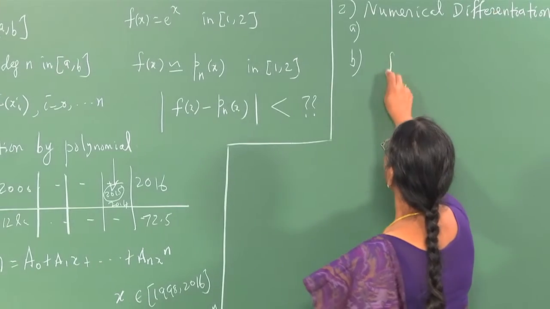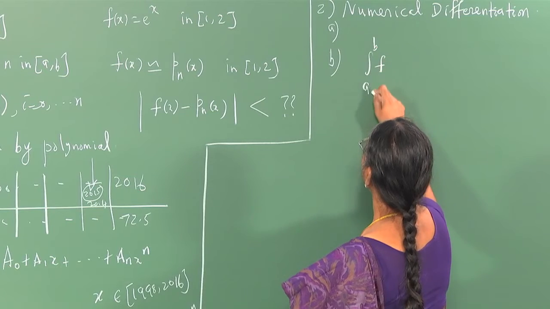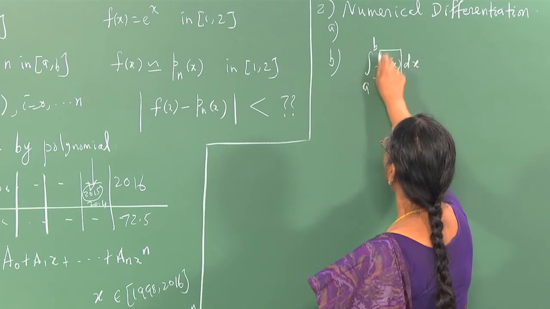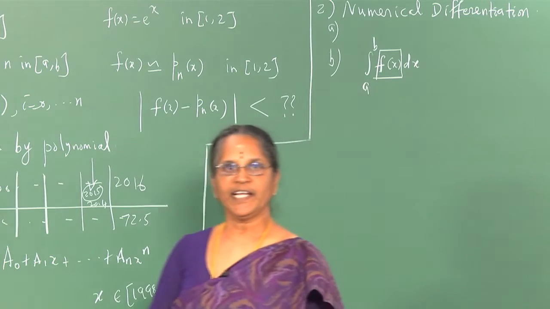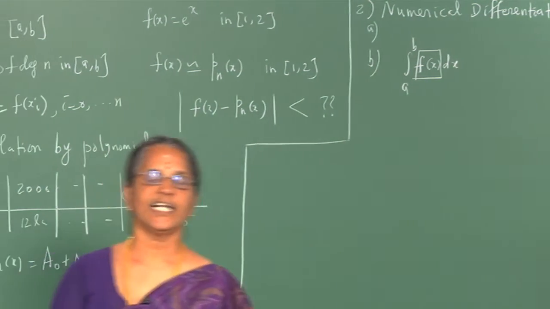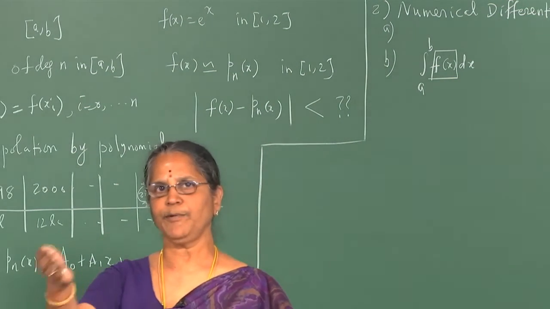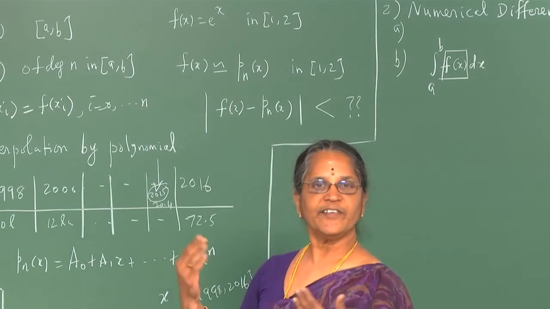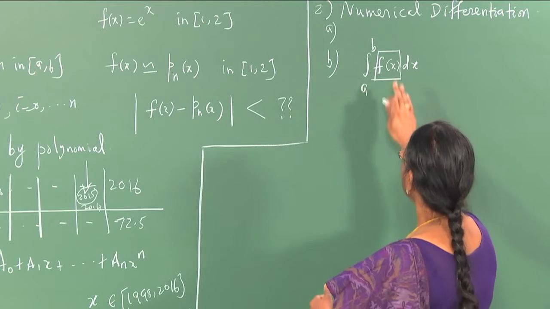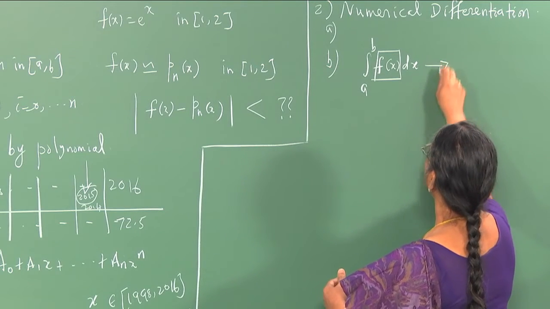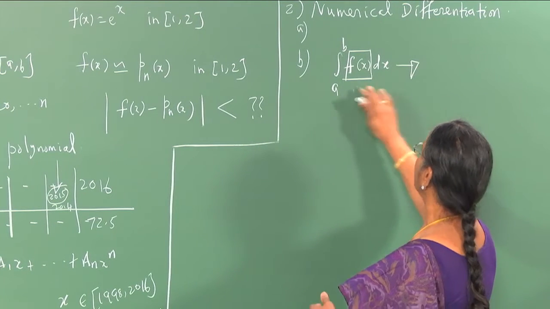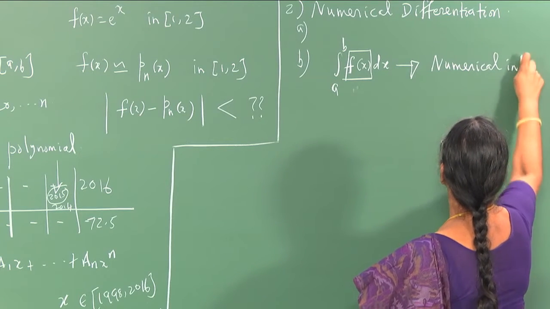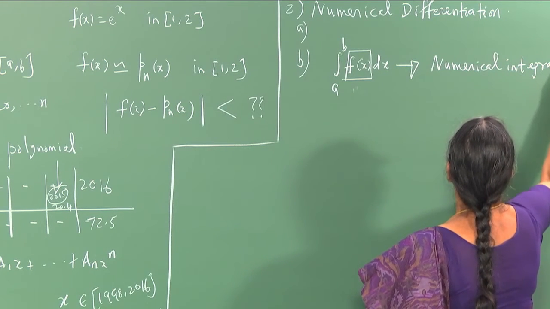You may be given an integral of the form integral a to b f of x dx, and this function f of x may be a complicated function, or the definite integral may be such that you will not be able to apply any of the techniques that you already know to evaluate this integral. So, in that case we should be able to get a value of this integral, and we do this in numerical integration.